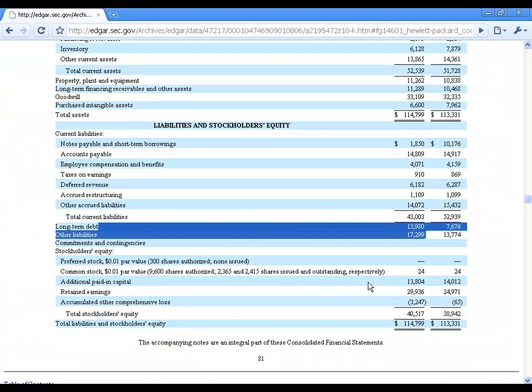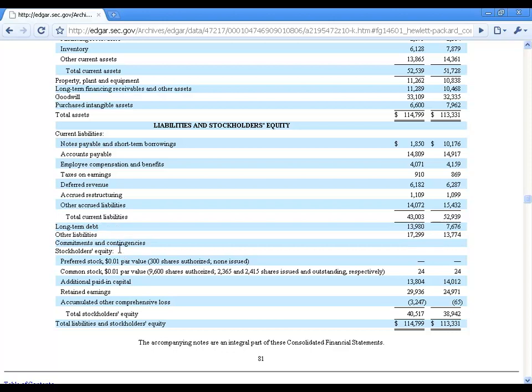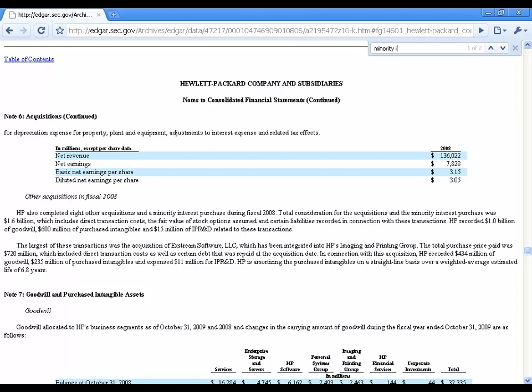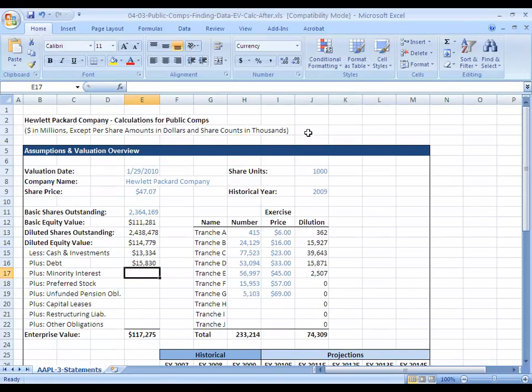For minority interest, normally this shows up on the balance sheet under either minority interest or non-controlling interest. So we don't see anything here. We could do a search for it and just double check minority interest. So they do have a few entries here, but it's not listed on the balance sheet anywhere. So if it's not listed on the balance sheet, then generally we're not going to bother with it, especially when, as is the case here, we don't even have any numbers for it. So let's go back. I'm going to enter 0 for minority interest.